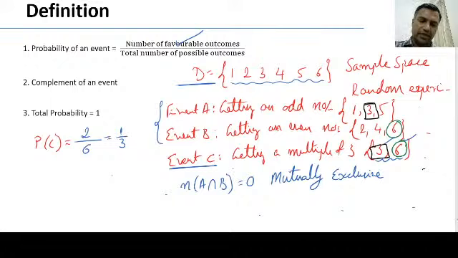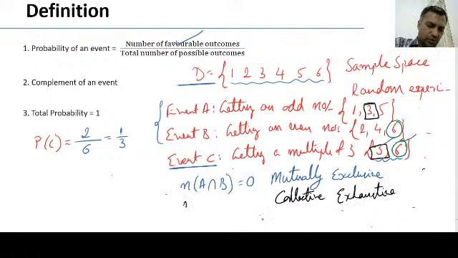And then collectively exhaustive. Sometimes we say collectively exhaustive. These are very rarely used words. Don't glorify them, as I told you. Just be aware, because suddenly you may get this as part of a question, and you have to be aware of what the author is communicating. Collectively exhaustive means the number of elements in A union B should be equal to the sample space.